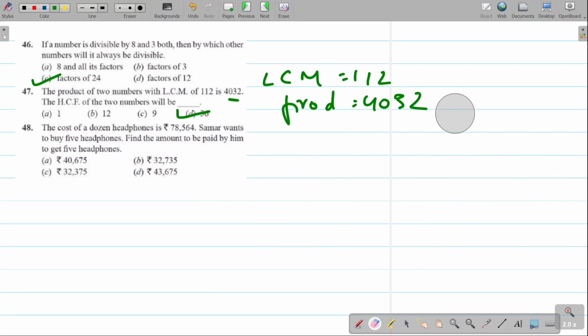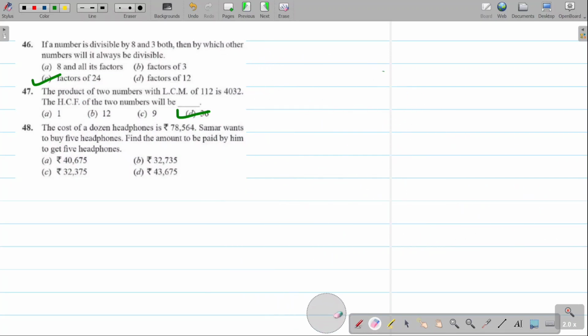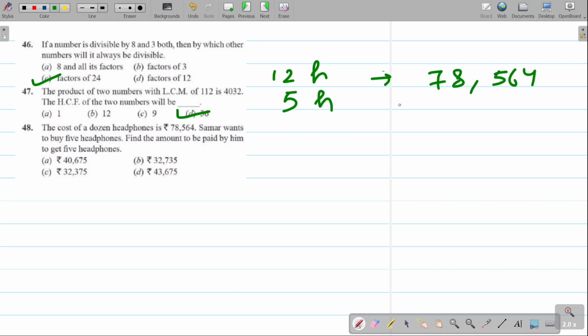Moving to question number 48. It says the cost of a dozen headphones is 78564. Samir wants to buy 5 headphones. Find the amount to be paid by him to get 5 headphones. So the cost of 12 headphones is given as 78564. We need to find the cost of 5 headphones. So we can solve this in a single step, that is 78564 into 5 by 12. Just need to divide this large number by 12.